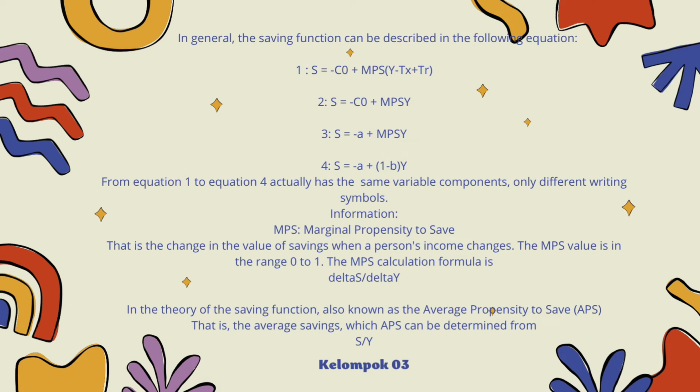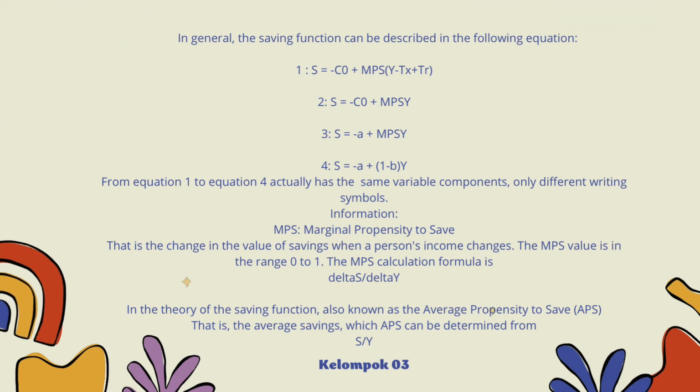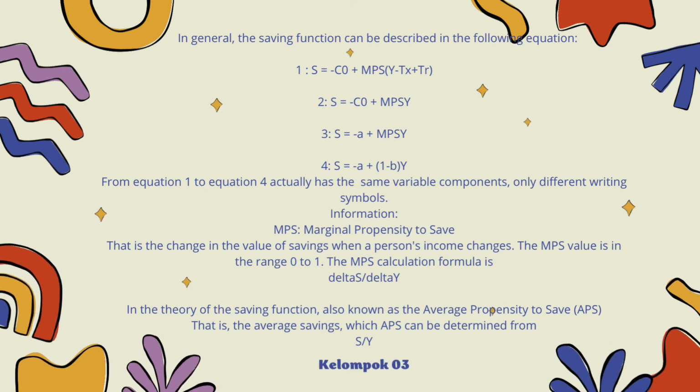Information: MPS, marginal propensity to save, that is the change in the value of saving when a person's income changes. The MPS value is in the range 0 to 1. The MPS calculation formula is delta S per delta Y. In the theory of the saving function, also known as the average propensity to save, APS, that is the average saving, which APS can be determined from S per Y.